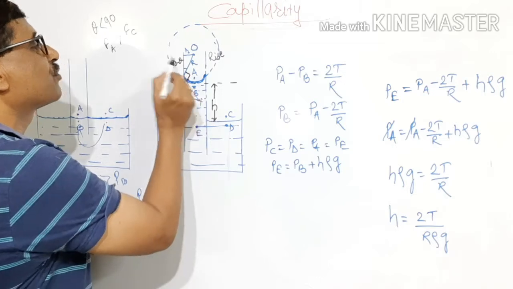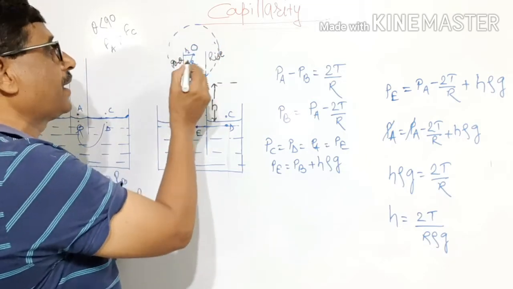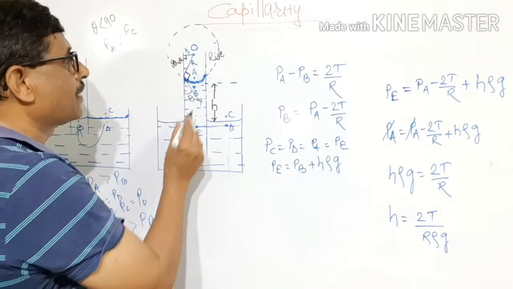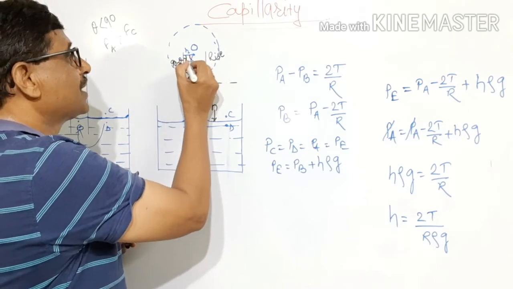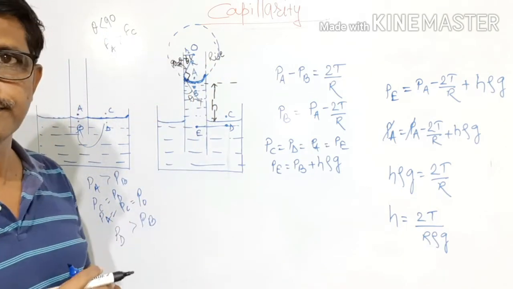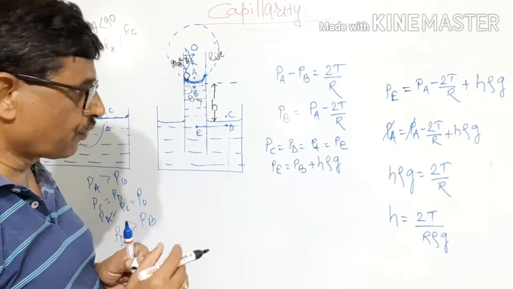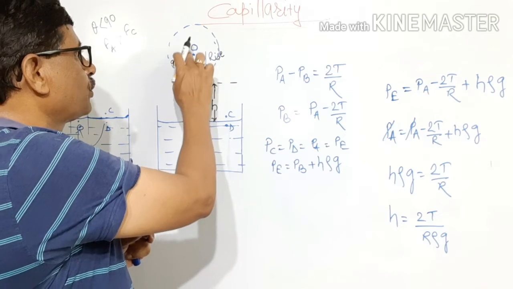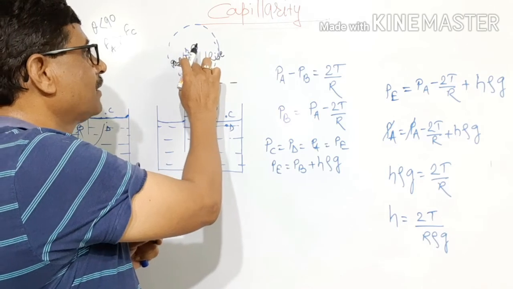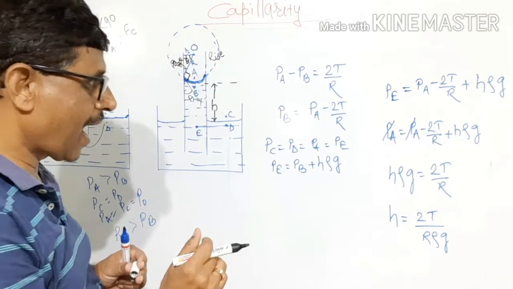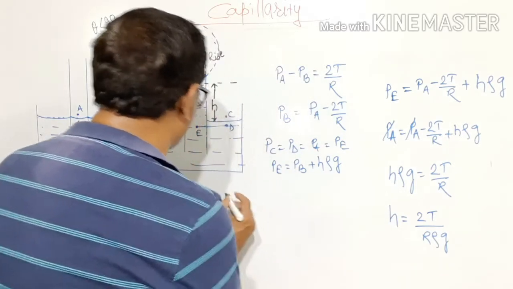The sum of the angles in the triangle is 180. This is again a right angle. If this is 90 minus theta, and this is 90, obviously this angle will be equal to theta. Now, for this angle theta, small r is the adjacent side and capital R is the hypotenuse.